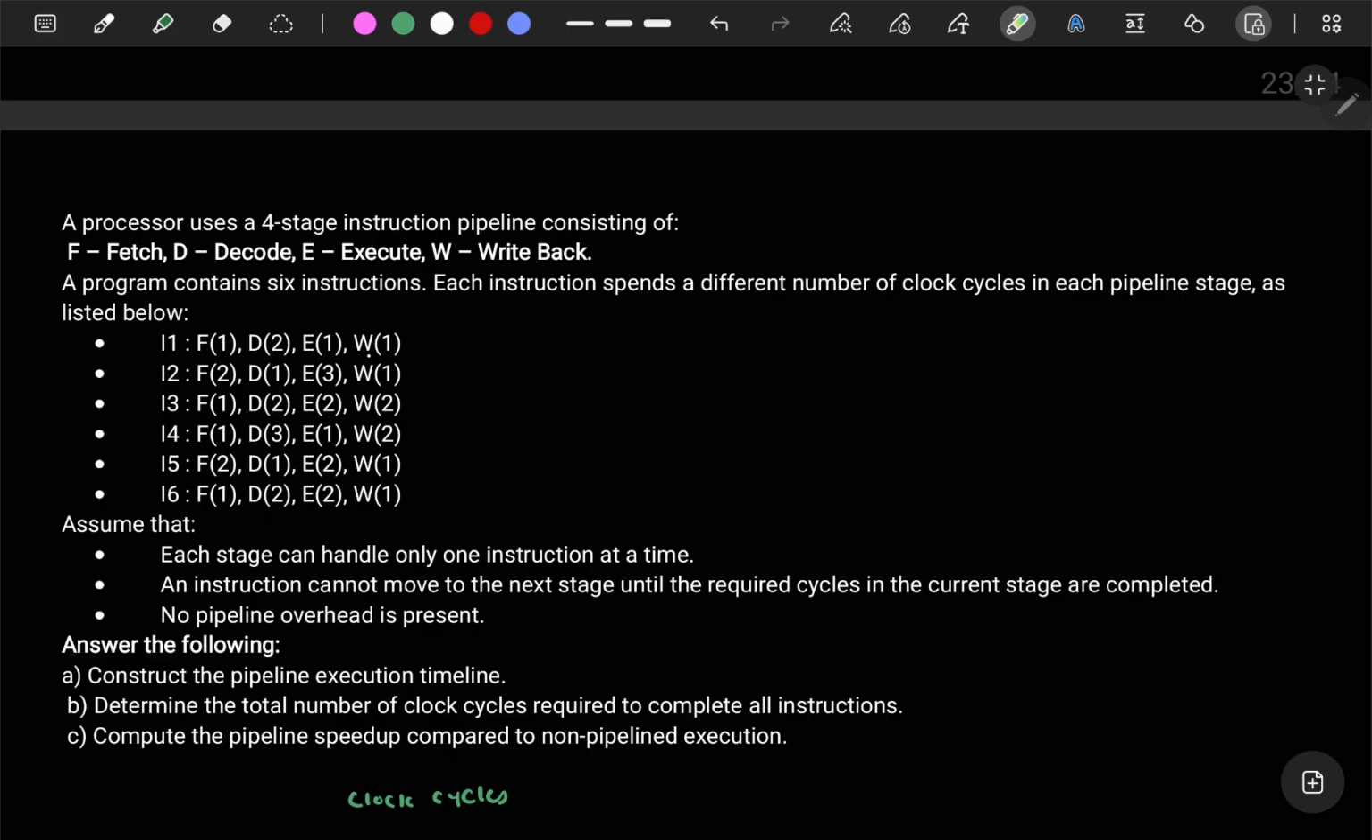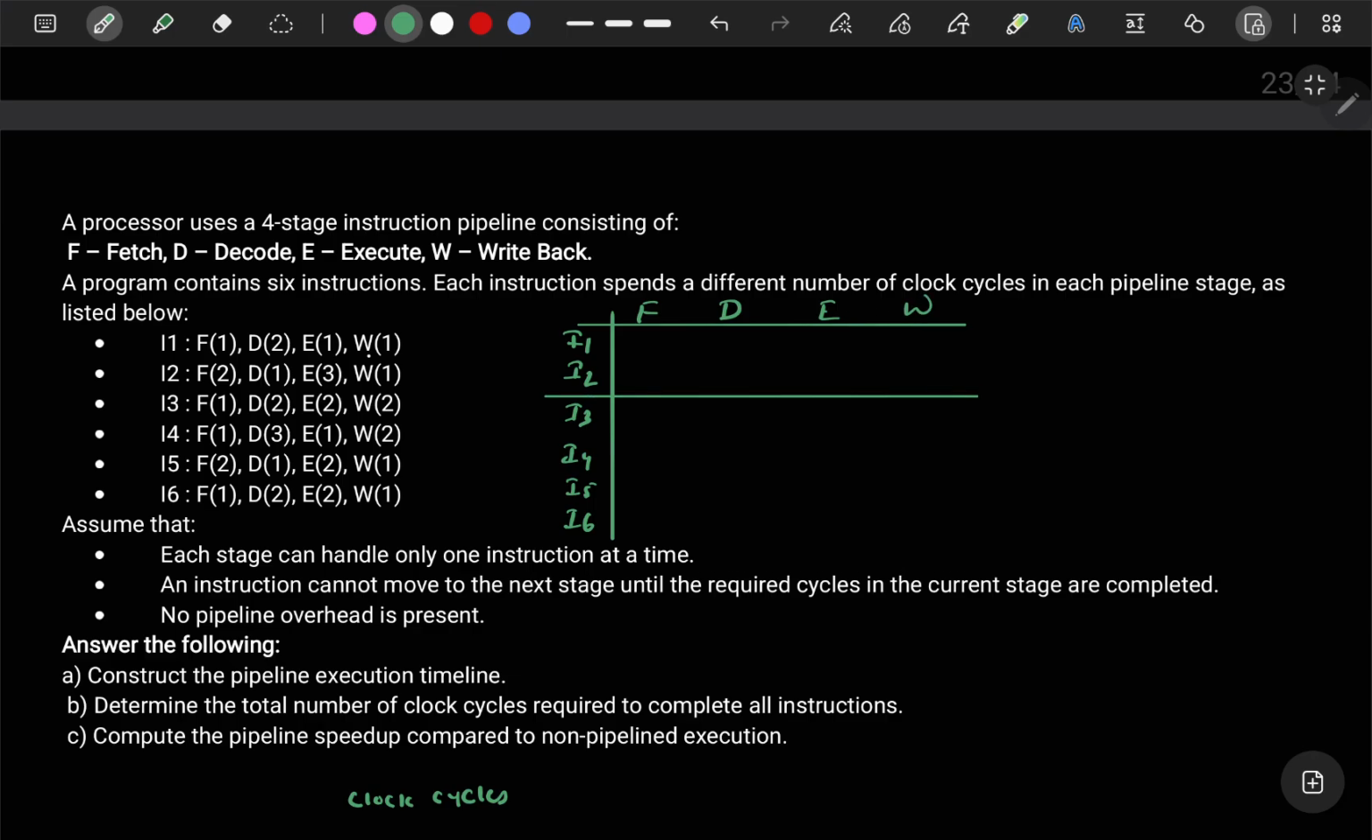Now if you want to represent this data, you can represent it in a simple way, in a tabular form. What you have to do is just draw the table. In the rows you mention the instructions, and in the columns you mention the stages: fetch, decode, and so on. You just design the table, and after that you fill it.